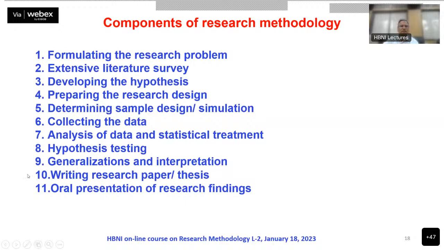Once you have done that, then you start writing the research paper and send it to a journal, then you submit your thesis, and at the same time, you present your findings to different platforms like conferences, divisional seminars, and so on. So you will be learning all this as a part of this course.